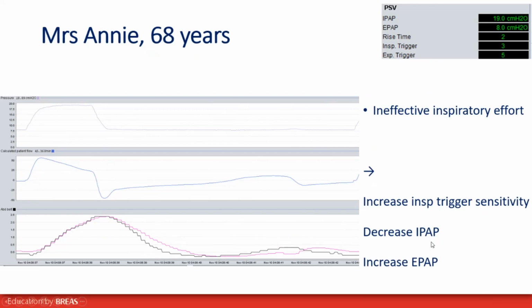If it's not enough, we may decrease IPAP in order to reduce intrinsic PEEP. And by reducing intrinsic PEEP, the patient will be more prone to trigger the breath. We may also increase EPAP so that EPAP better matches the intrinsic PEEP.